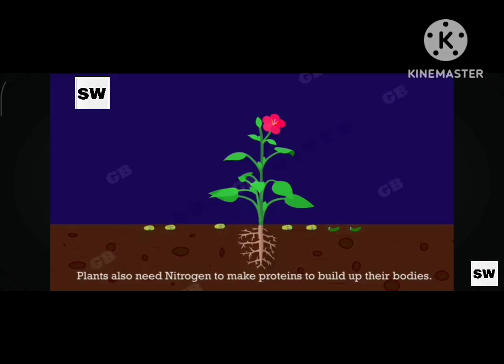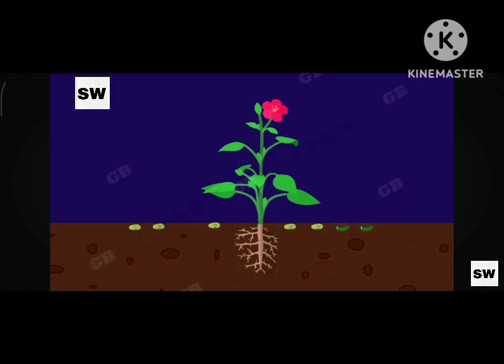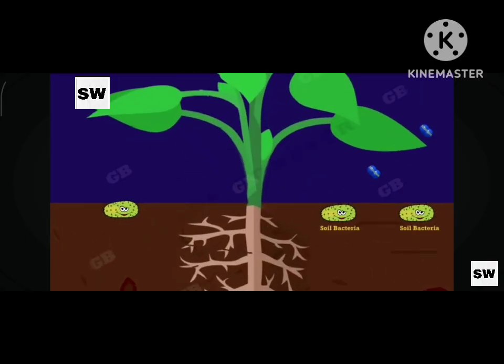Plants also need nitrogen to make proteins to build up their bodies. Atmospheric nitrogen is made into nitrites and nitrates by the soil bacteria. They get it from the soil in the form of nitrites and nitrates.